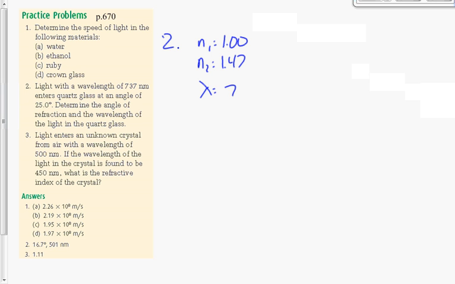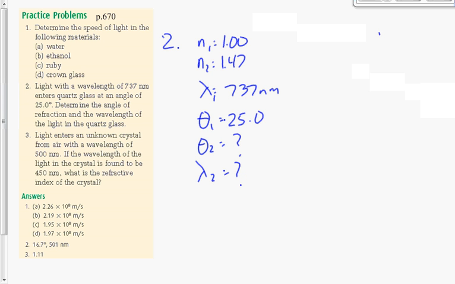We also have the wavelength of light. It's 737 nanometers. Are we going to make that wavelength number 1 or wavelength number 2? Let's make it wavelength number 1. That's what the wavelength is normally. And what are we in normally? Air. We want to find the angle. We have the angle of incidence. Theta 1 is going to be 25.0 degrees. We want to find theta 2, and we want to find lambda 2.